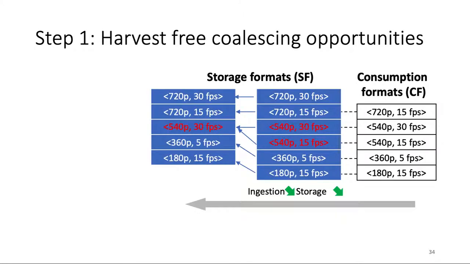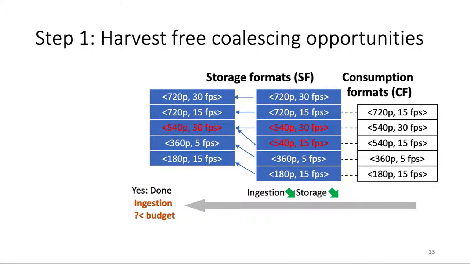The first step is to harvest the free coalescing opportunities, which means that both the ingestion cost and the storage cost will go down. For example, in the two formats I have tagged red, the first format is the superset of the second format. So we directly coalesce those two formats into the format on the top. Because we reduced two formats into one, the ingestion cost will go down, because transcoding to one format is much cheaper than transcoding to two formats. And also we have reduced the storage cost because we avoid storing the video format on the bottom.